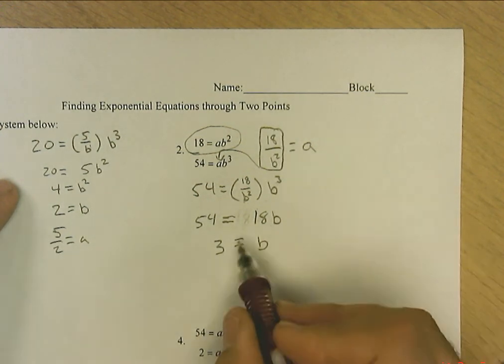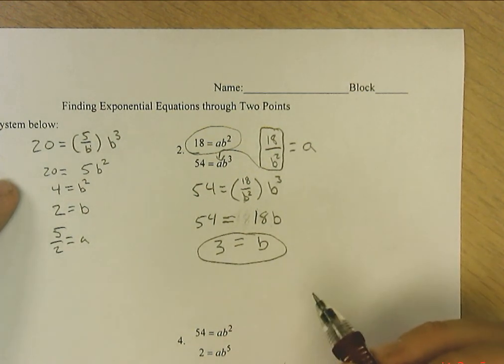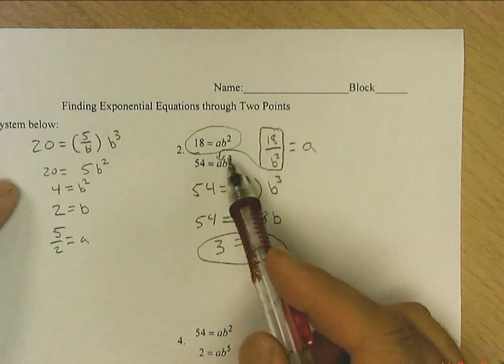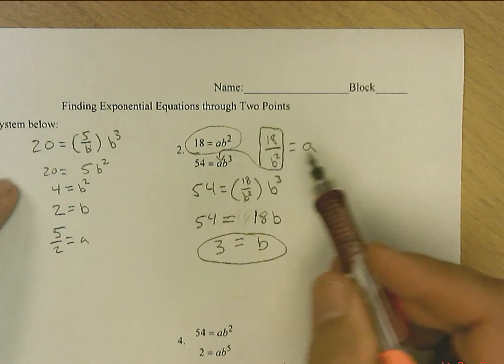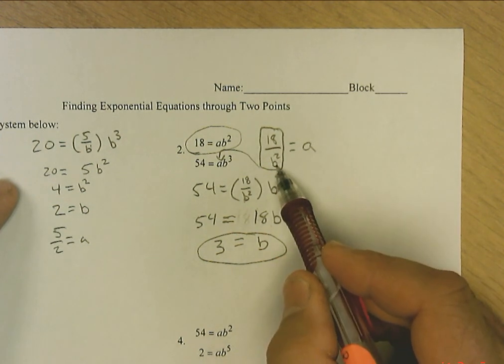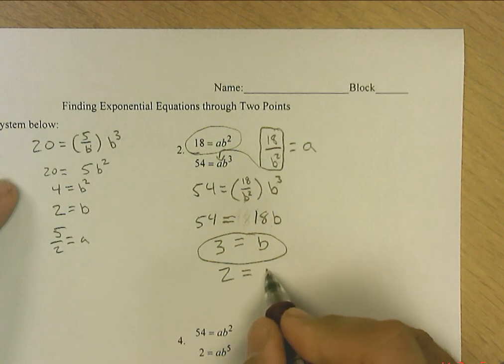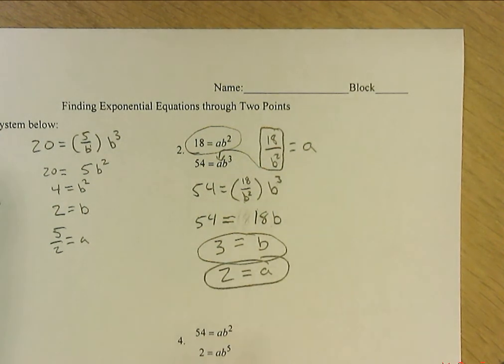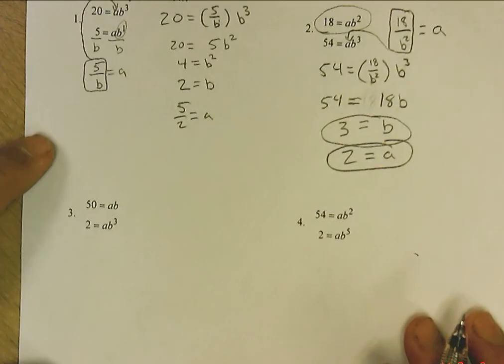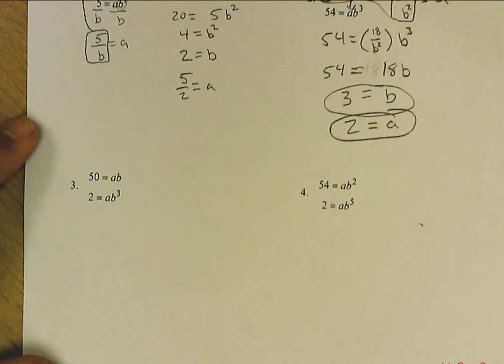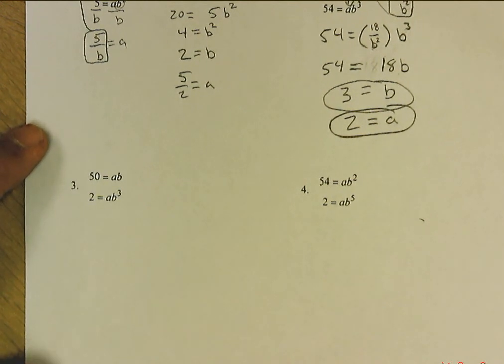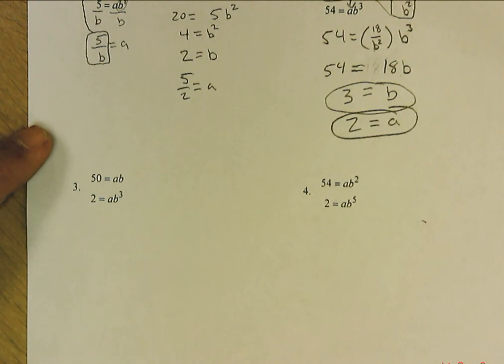Now I have my b. How do I find the a? I just plug it in. I can plug it in either one of those, or this one's easier. 18 divided by 3 squared is 2. So you're going to try 3 and 4. So we're going to hit pause and come back, and we can check them real quick. So hit pause.